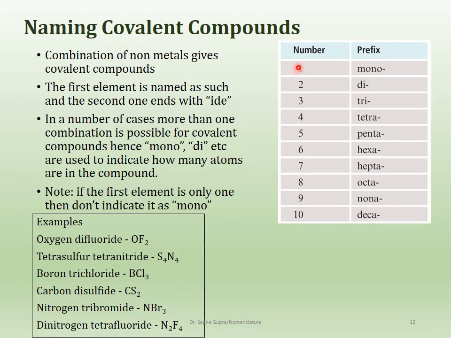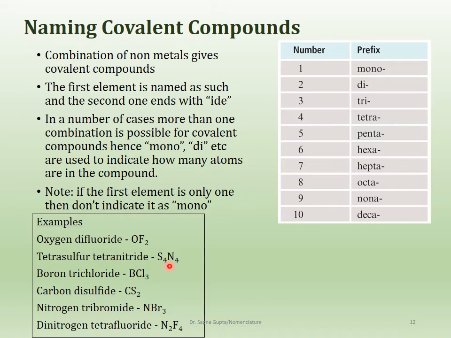So the numbers that we get for prefixes are 1 through 10. And the prefixes are then mono, di, tri, tetra, penta, hexa, hepta, octa, nona, and deca. Okay, and these ones you do have to memorize, which hopefully should not be hard because it is similar to your math. Okay, so anyhow, let's look at some examples for naming covalent compounds. Oxygen difluoride tells you you have one oxygen and two fluorines. Okay, so difluoride, two fluorines. So OF2. Tetrasulfur tetranitride, 4 sulfur, 4 nitrogen. That's the formula.